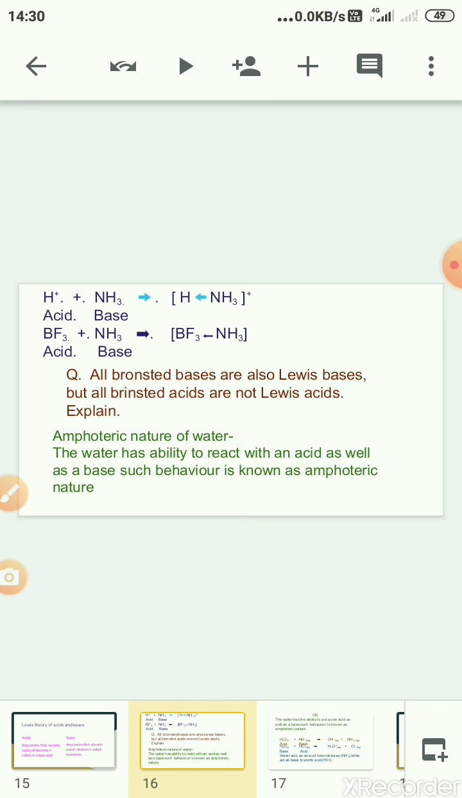These are examples of Lewis acids and bases. Not only boron trifluoride, we can also use aluminium trichloride, aluminium tribromide, or we can simply say aluminium chloride, aluminium bromide, like this.